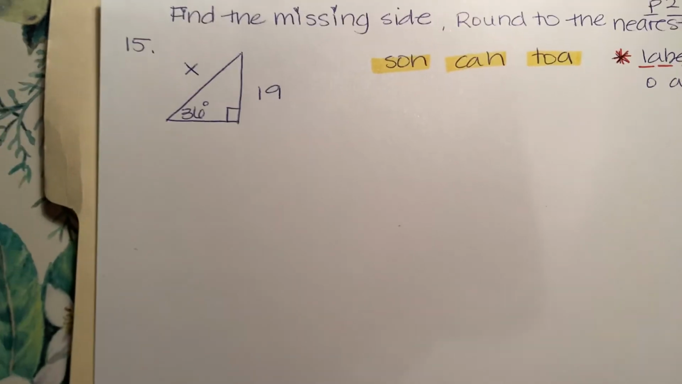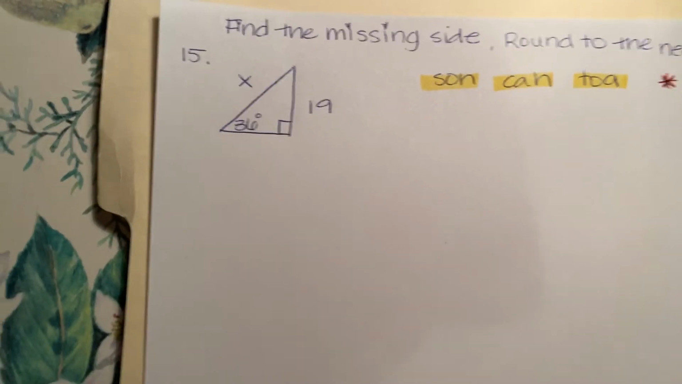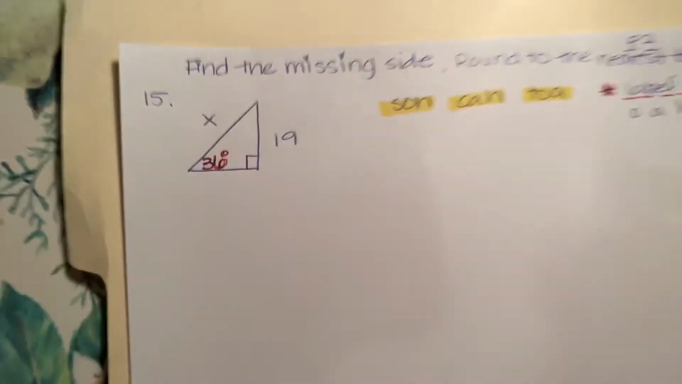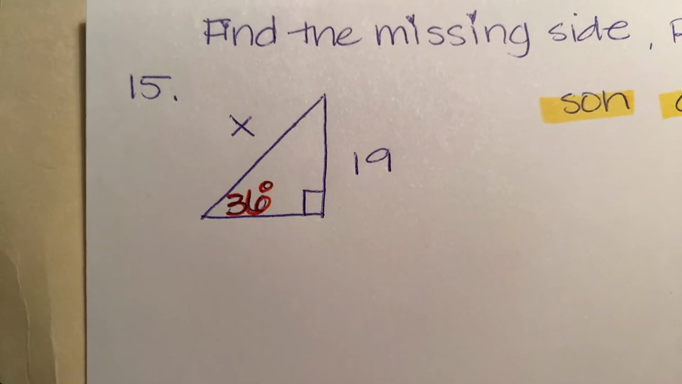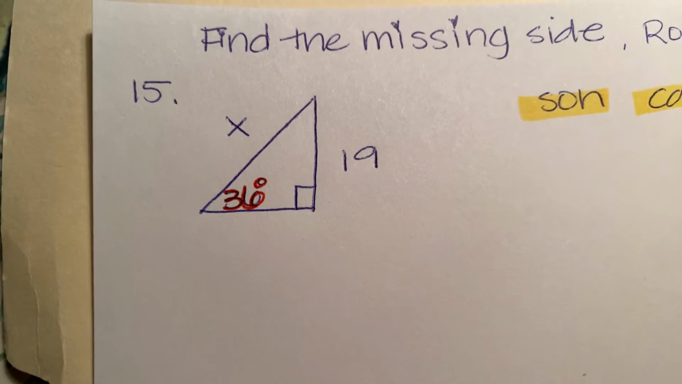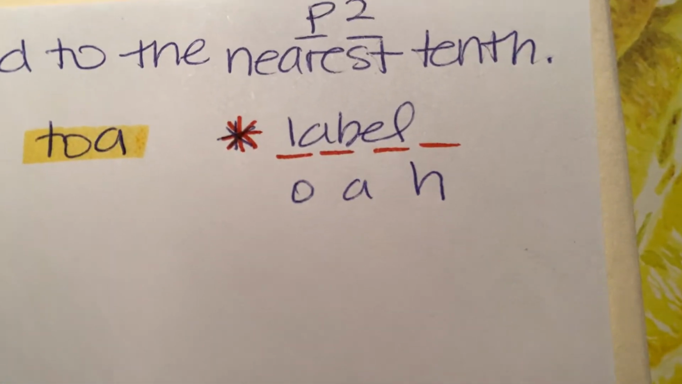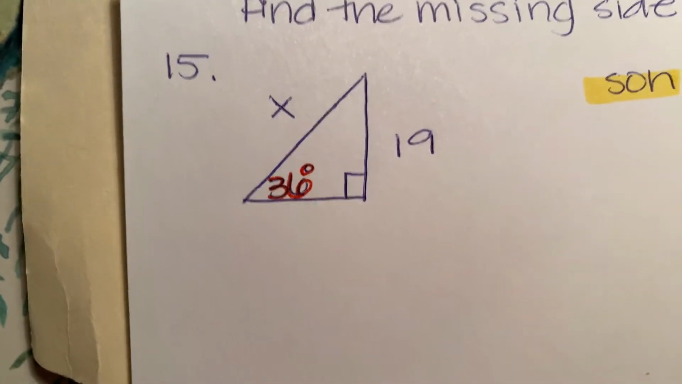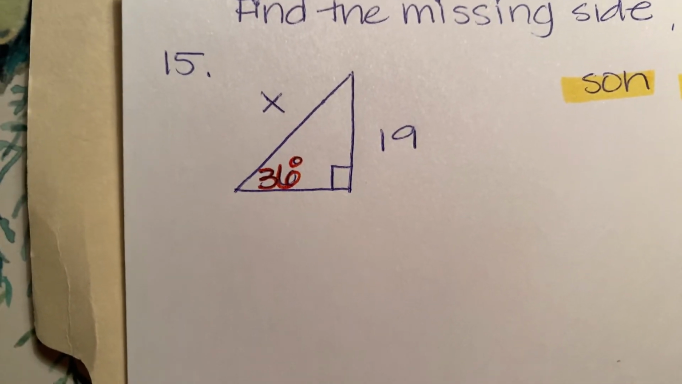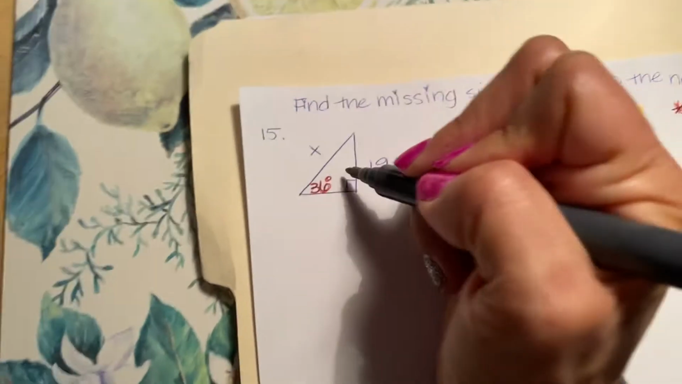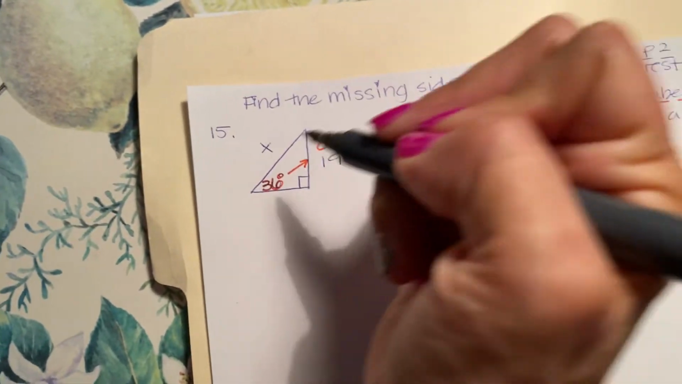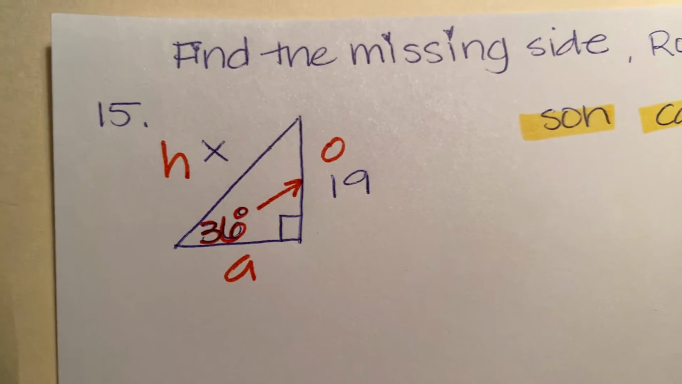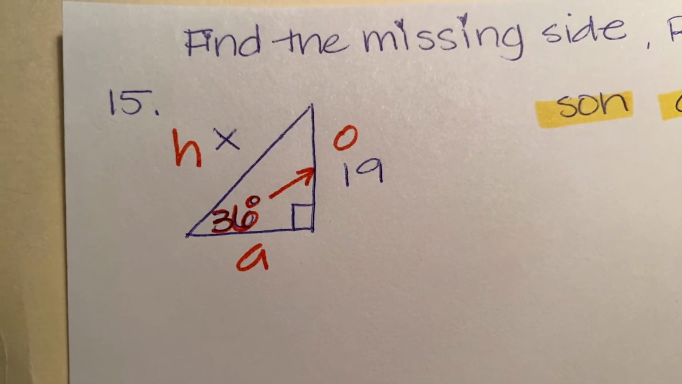Look, here's my angle. You have to always recognize your angle. My angle is 36 degrees. You have to know where the angle is because that angle determines your labeling of SOH CAH TOA. In order for you to label, you have to know the angle you're focused on. So this side is O, this is A, and X is the hypotenuse.